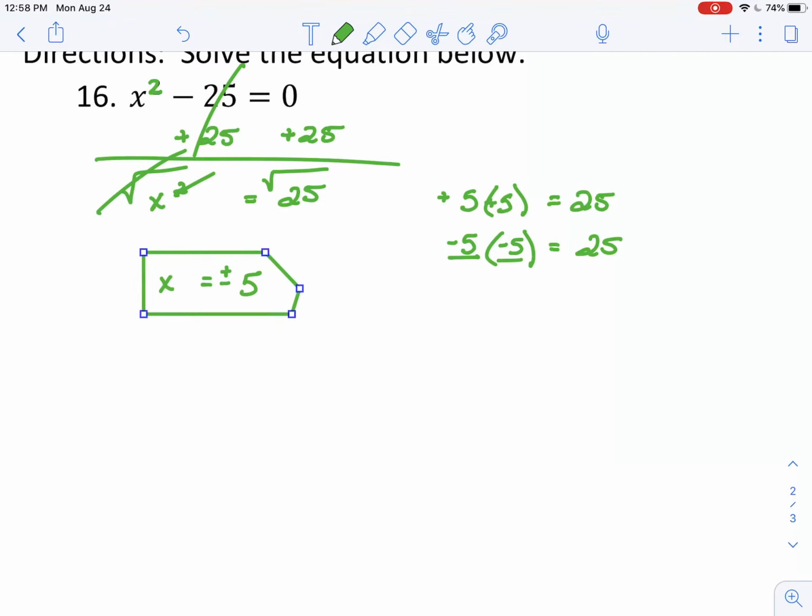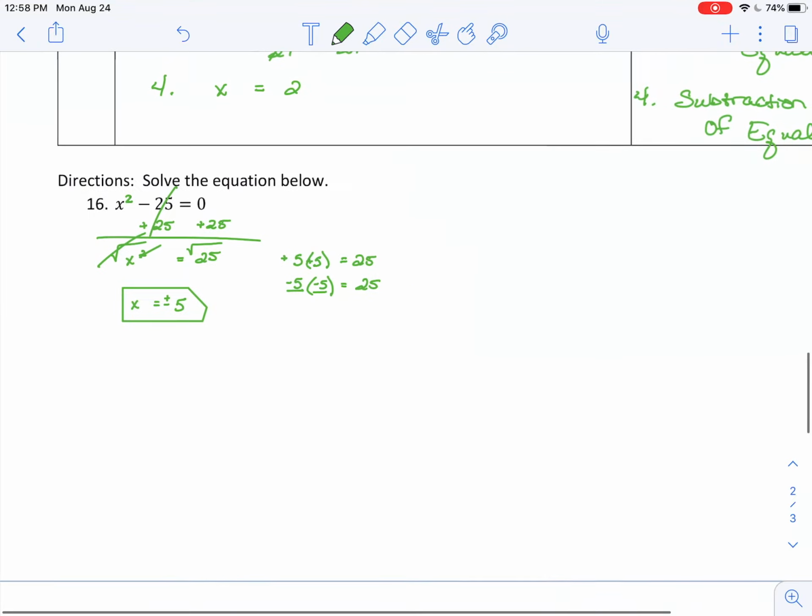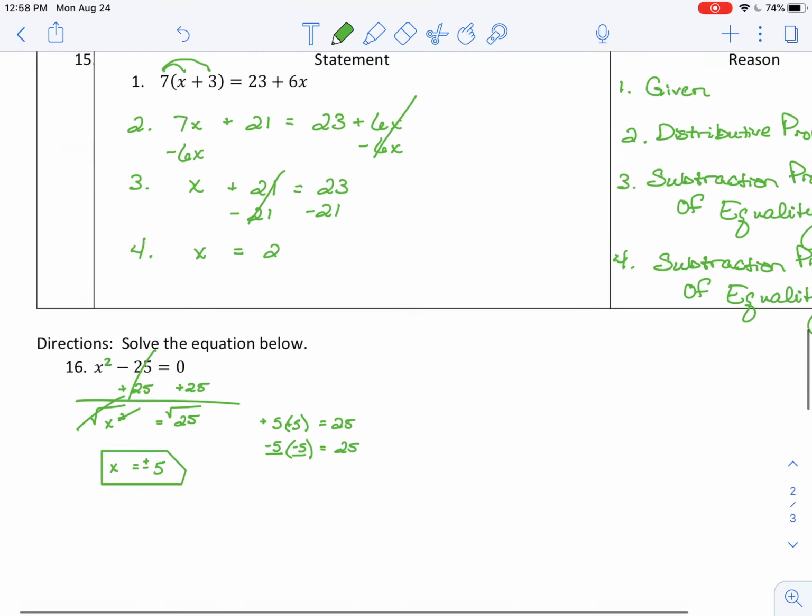Now, luckily for you, this is geometry class, and most of the time we're just going to throw out the negative number because it won't make sense in the context of our problem. But if you're just solving a straight algebra problem, you should have that plus or minus with your answer.